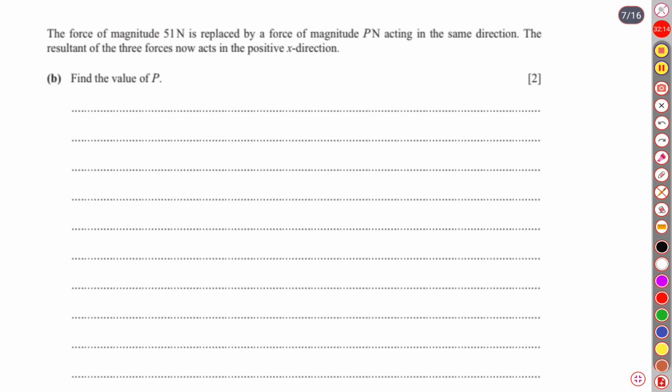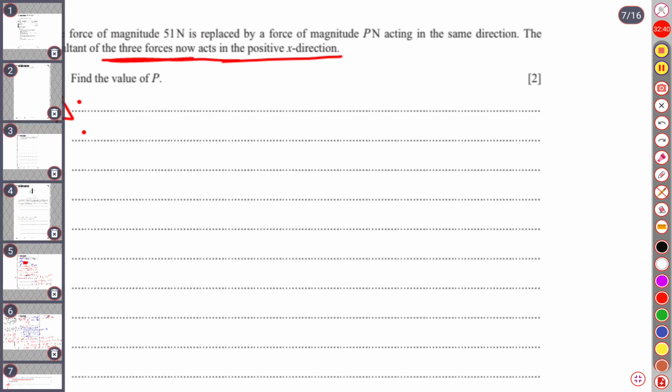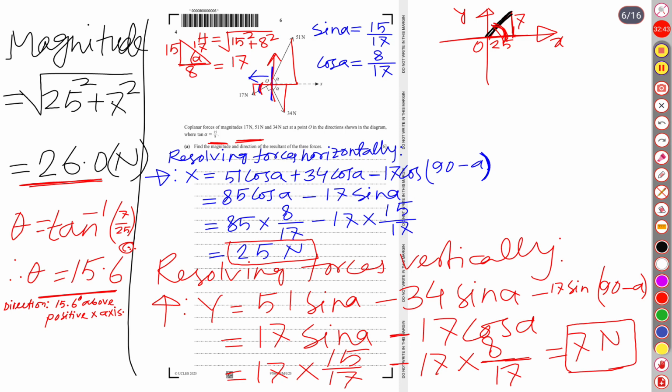It says that all three forces are acting in the positive x direction. That means in the y direction there is no resultant force. So we will use that concept, that vertically there is no resultant force. If we resolve the forces vertically, then we can write the vertical forces. For vertically, what was our equation? We can just copy this from here. Look at this, the vertical direction was 51 sine alpha. Instead of 51 we will use P, and the rest of them will be unchanged.